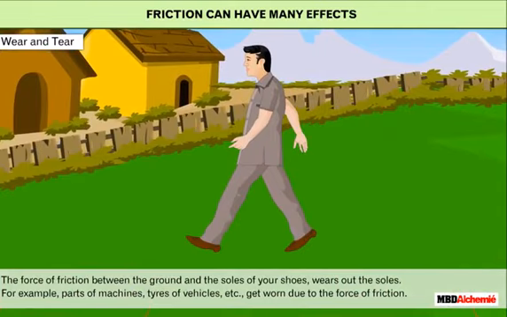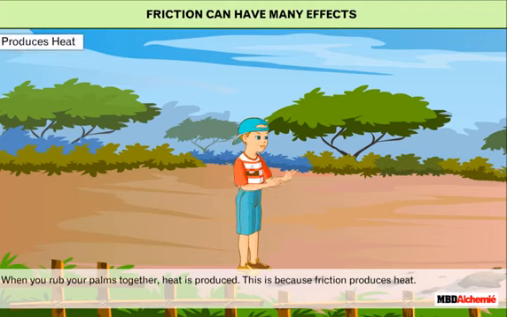For example, parts of machines, tires of vehicles, etc. get worn due to the force of friction. Produces heat. When you rub your palms together, heat is produced. This is because friction produces heat.